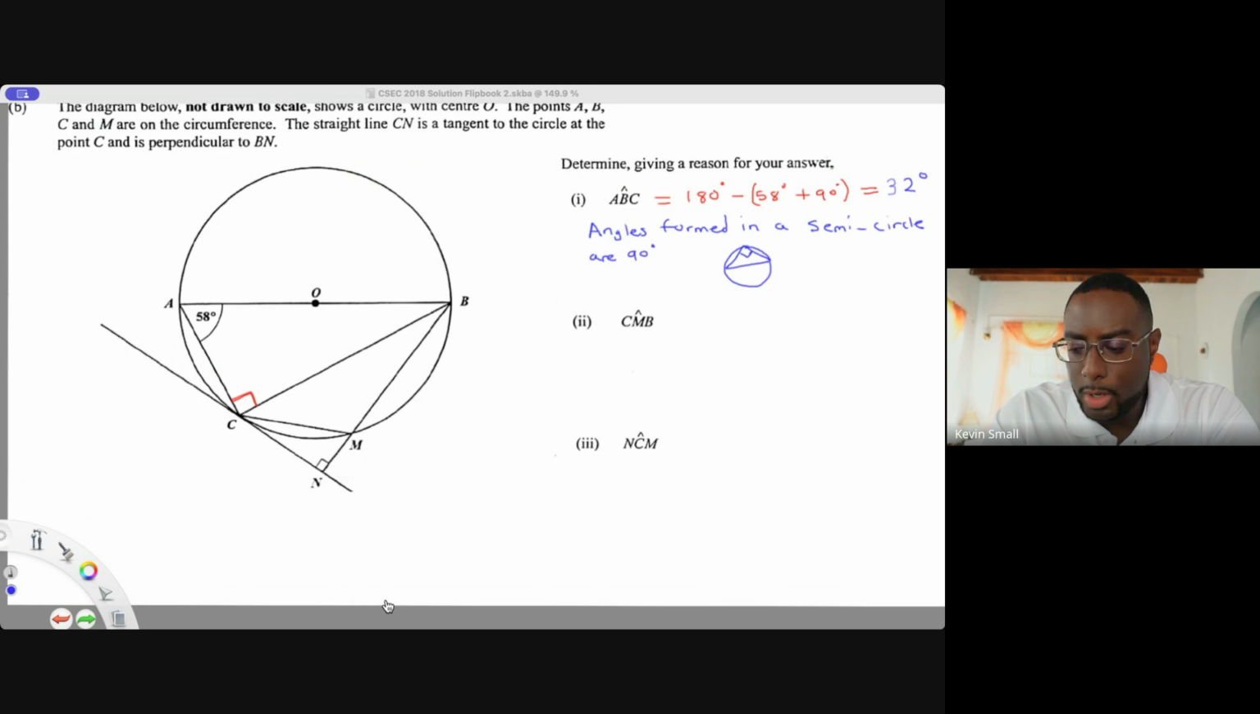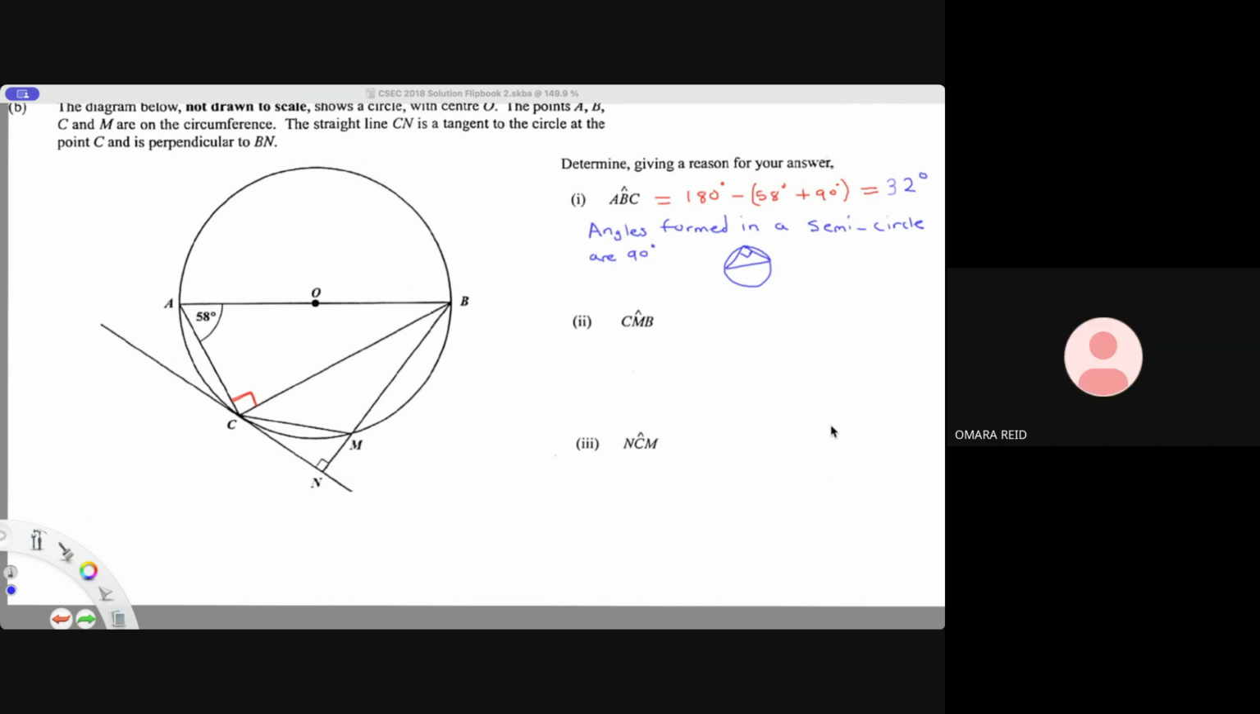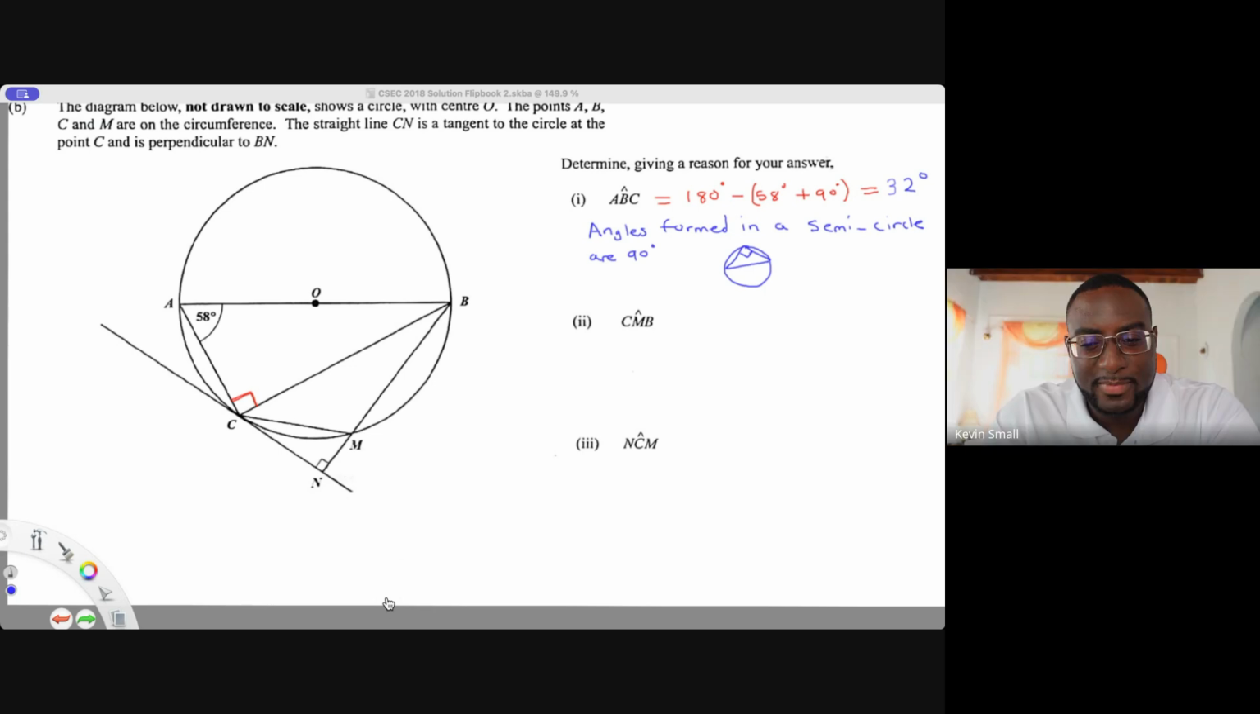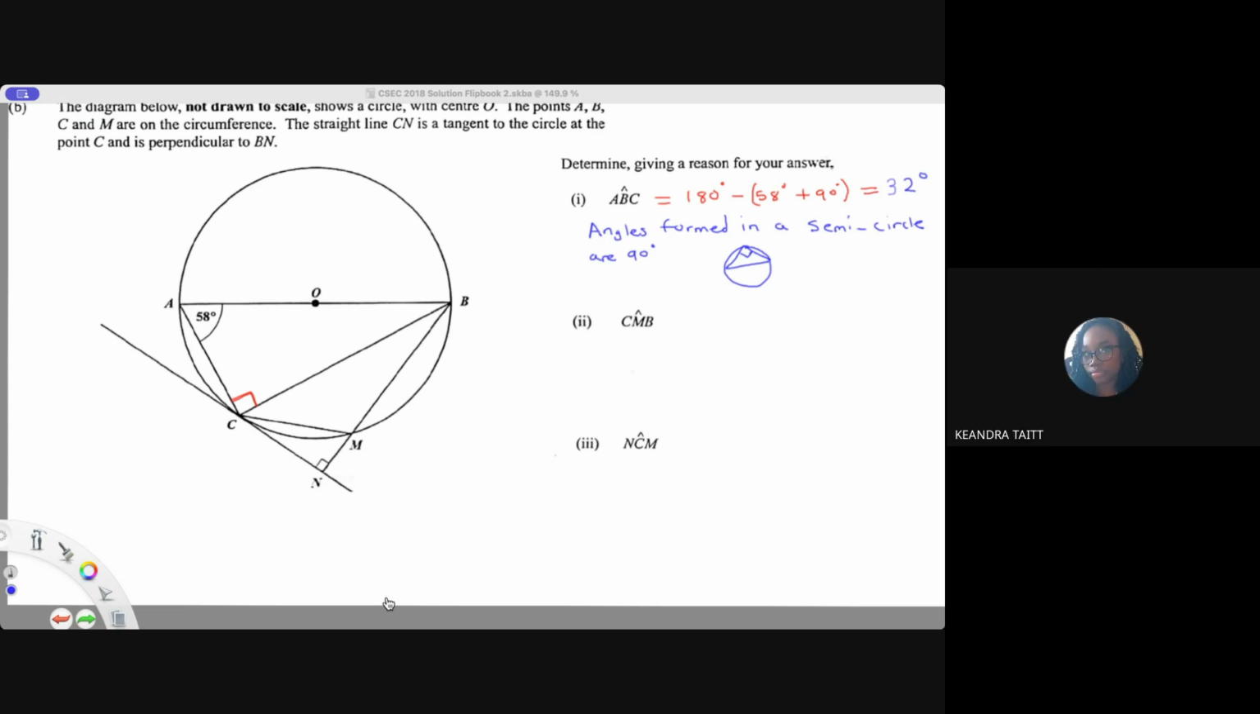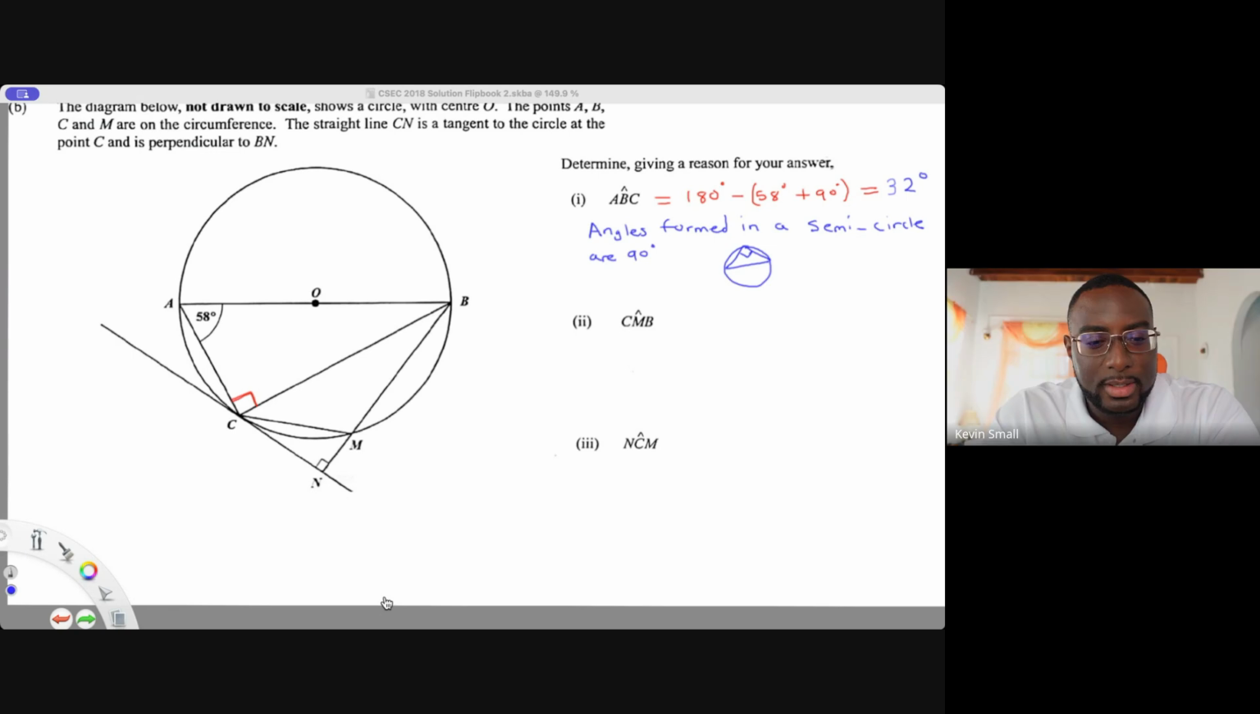Omara, how did you get 122? I subtract 58 from 180 because opposite angles in a quad something equals 180. Help her, Keandra. What was the rule? She got the right idea, but she didn't call the rule properly. You can help. Opposite angles in a cyclic quadrilateral add up to 180. Correct. Thank you very much, Keandra.